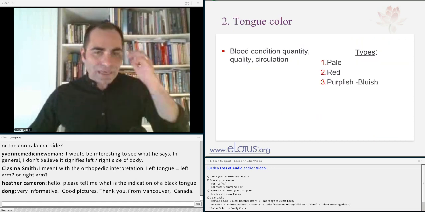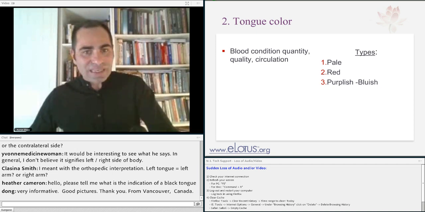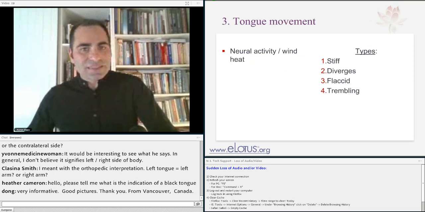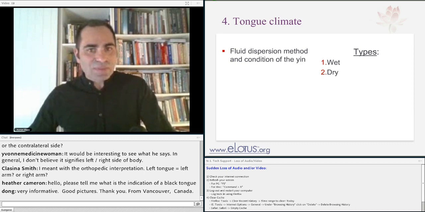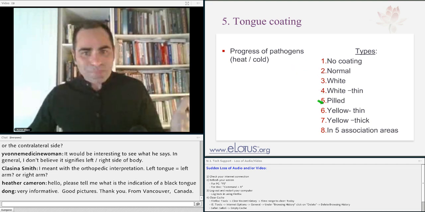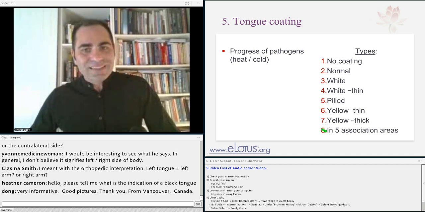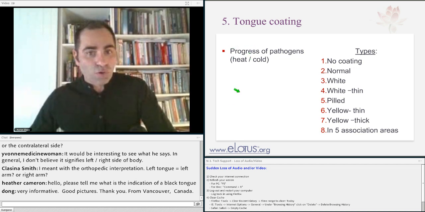The next ones will be, and again, I will just go with them in a brief way. The tongue color represents the blood condition, qualities, quantity, circulation. So we have pale, red and purple, bluish. The tongue movement, we can see it's stiff, flaccid or trembling. We can see the types of climate with wet and dry. Tongue coating can be without coating, normal, white, thin, peeled, yellow, thin, and thick, and of course in specific areas, and this represents the progress of pathogens of heat or cold.